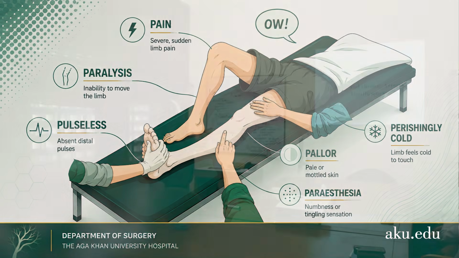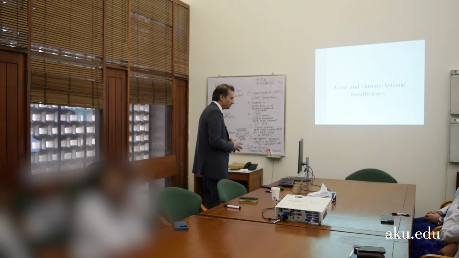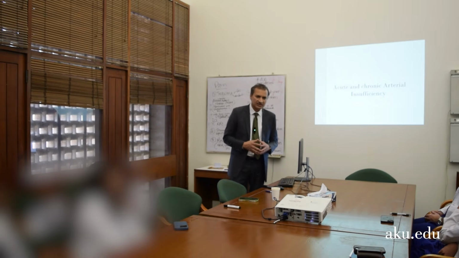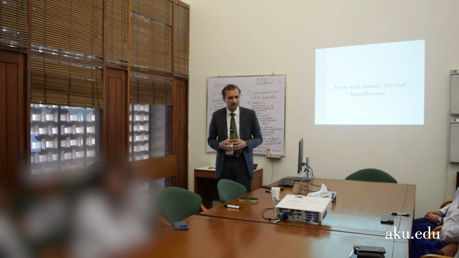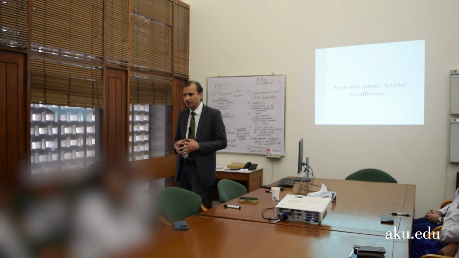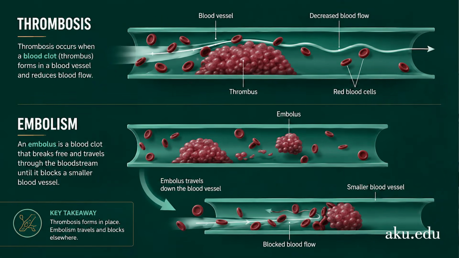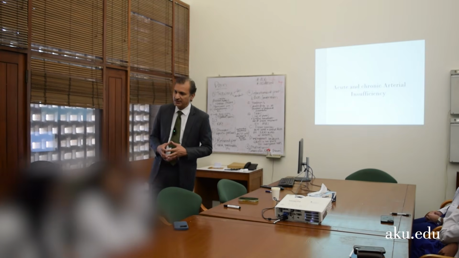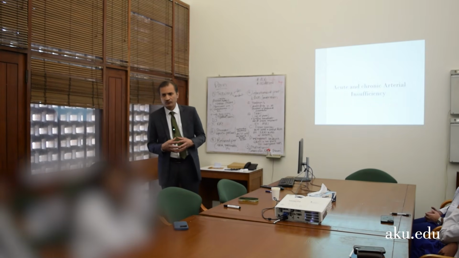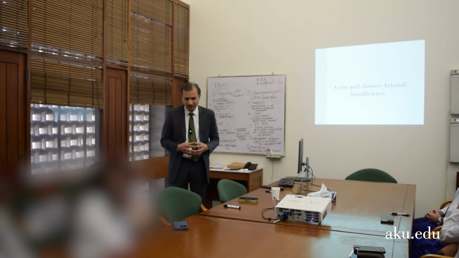And any idea what is the etiology of acute limb ischemia? How does limb ischemia happen? Emboli, very good. Thrombus, very good. So it can be due to either embolic or thrombotic causes. What is the difference between embolic and thrombotic and why is it clinically significant? Embolic is from the distal side.